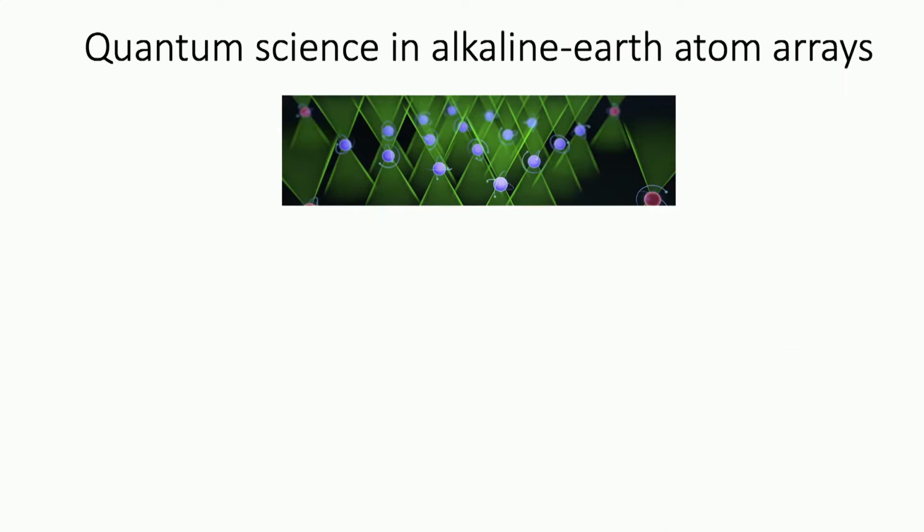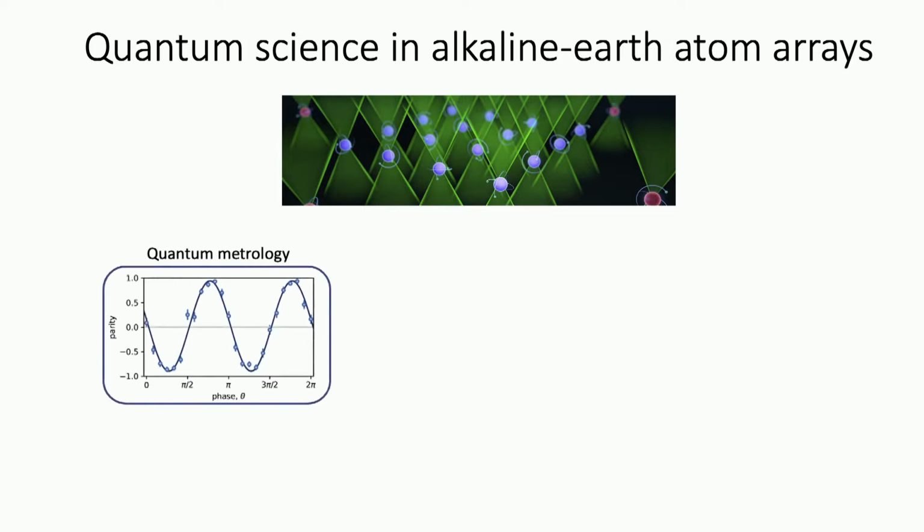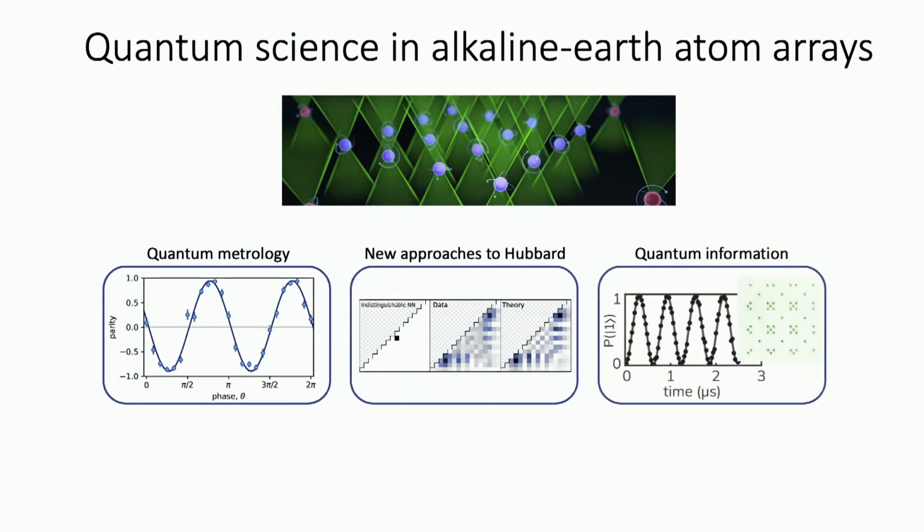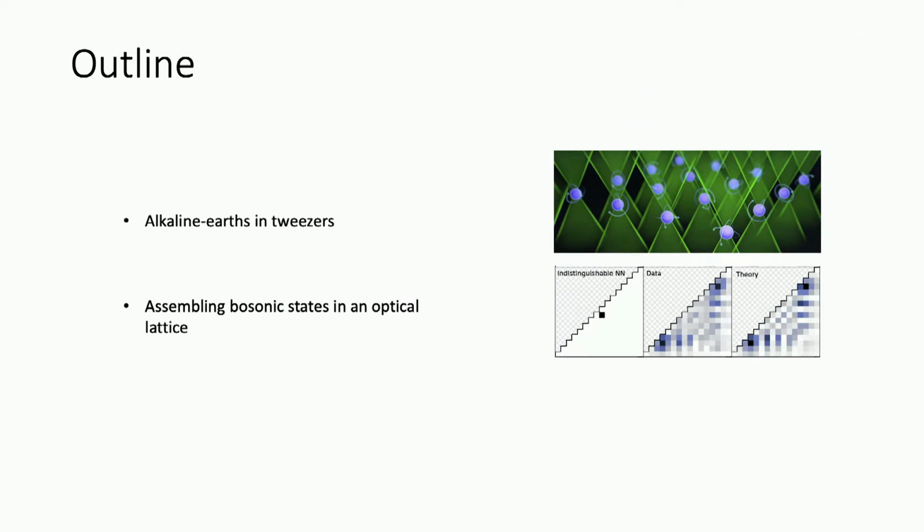Okay, so in my group, we've been exploring a couple different things. These include quantum metrology and metrology of atoms in tweezers. We've been looking at new ways to study and control Hubbard systems. And lastly, recent work in my group has been looking at how to leverage aspects of alkaline earth atoms for new quantum information paradigms. In this talk, I'm really going to focus on this center topic here, but I also want to give a flavor for what it is about alkaline earth atoms that's actually particularly enabling of all these different directions. So that defines the scope of my talk.